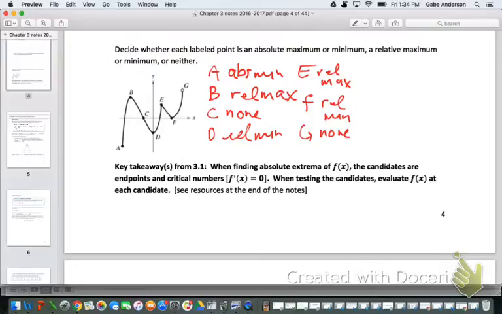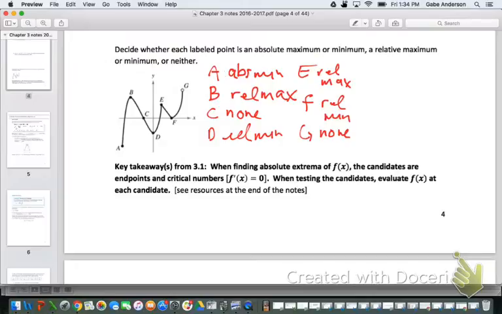When finding absolute extrema of f of x, the candidates are endpoints and critical numbers. That make sense? Critical numbers are places where f prime is 0 or doesn't exist. And then when you're testing those candidates, you're going to plug each of those into f of x to determine what the max and the min are. Does that seem to go with everything we've been doing? I hope it does. That's kind of a brief summary. That's all of 3.1 and just a quick little snippet of information. So if you want to go back and reference it, this is where you could just get a quick sense of what's going on.